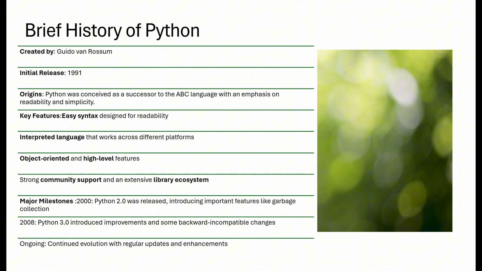So, major milestones in Python. In 2000, Python 2.0 was released, introducing important features like garbage collection. In 2008, Python 3.0 introduced improvements and some backward incompatible changes. Python is still evolving as time goes on, with regular updates, introduction of new Python packages or libraries, and other enhancements.